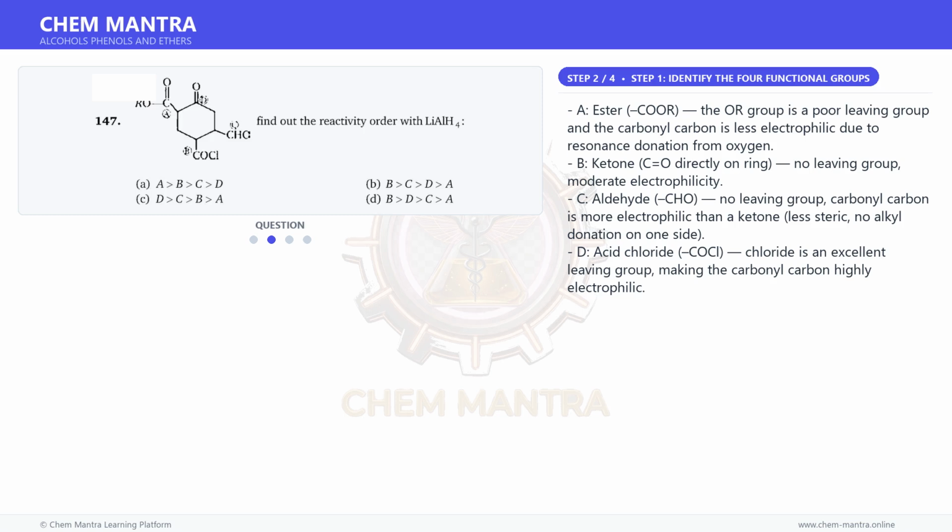A. Ester, COOR. The OR group is a poor leaving group and the carbonyl carbon is less electrophilic due to resonance donation from oxygen. B. Ketone, C=O directly on ring, no leaving group, moderate electrophilicity. C. Aldehyde, CHO, no leaving group, carbonyl carbon is more electrophilic than a ketone, less steric, no alkyl donation on one side. D. Acid chloride, COCl, chloride is an excellent leaving group, making the carbonyl carbon highly electrophilic.